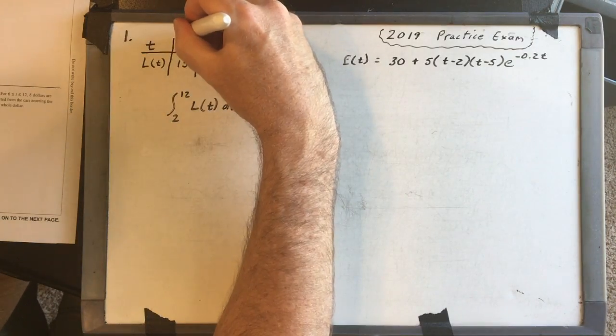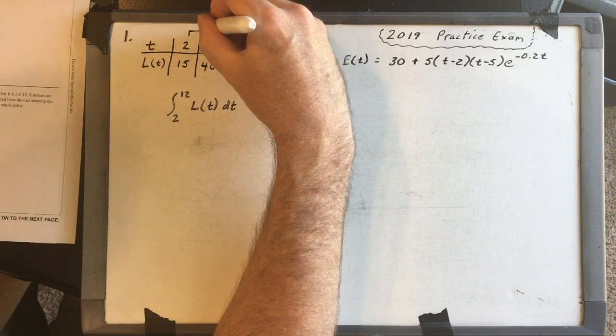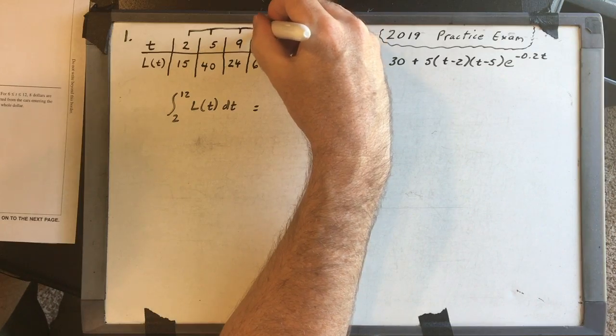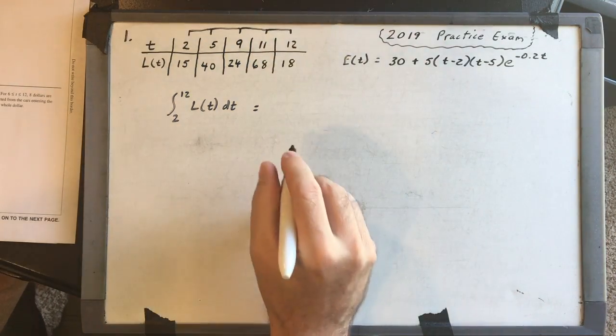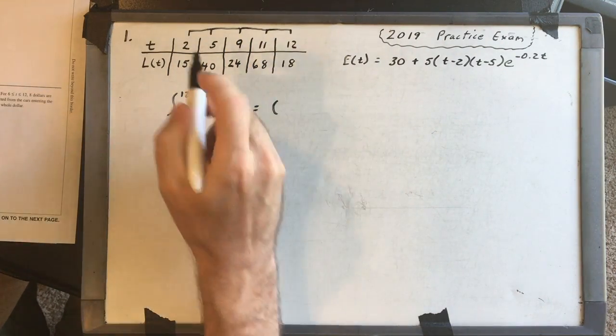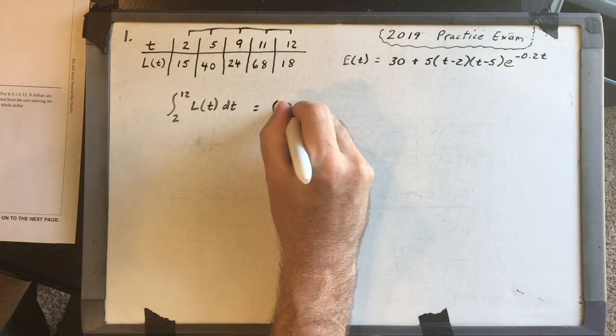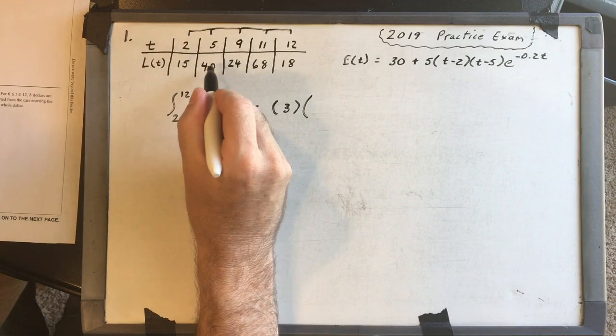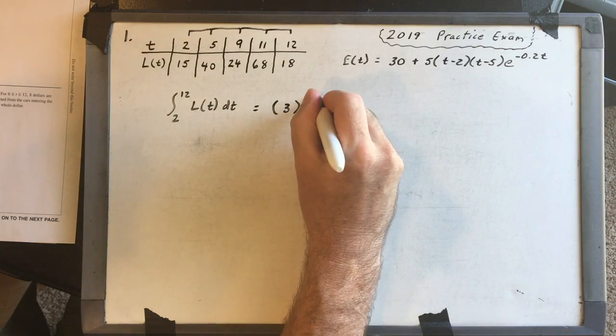So we've got 4 intervals. There's interval 1. 5 to 9 is interval 2. 9 to 11 is interval 3. 11 to 12 is interval 4. So our first base is from 2 to 5. So that's a base of 3. The average height would be 15 plus 40 over 2.